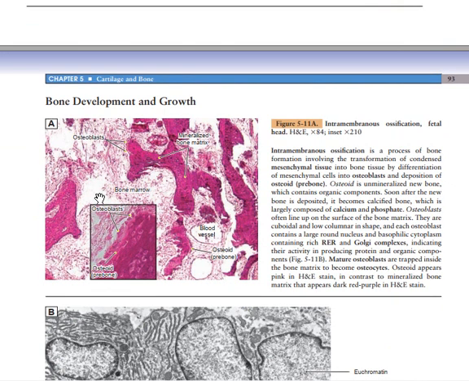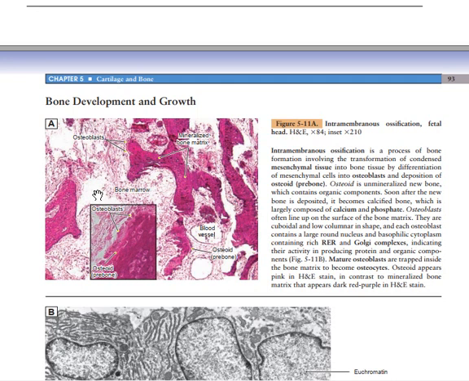So now the development of the bone. The development of the bone is divided into two: intramembranous ossification and endochondral ossification. Intramembranous ossification is a process of bone formation involving the transformation of condensed mesenchymal tissue into bony tissue, by differentiation of mesenchymal cells into osteoblasts and osteoid. So that is intramembranous ossification.